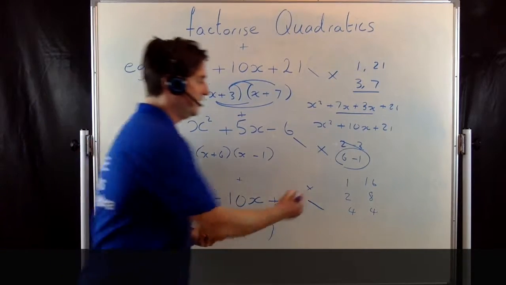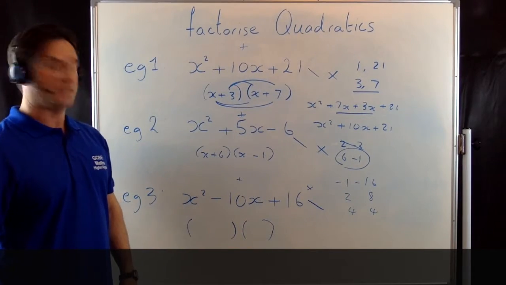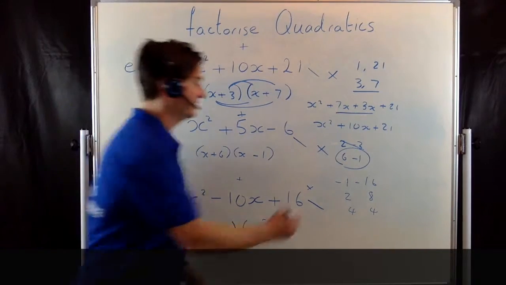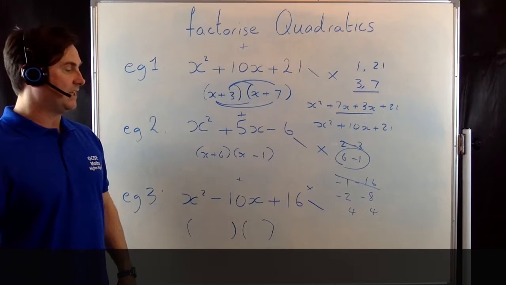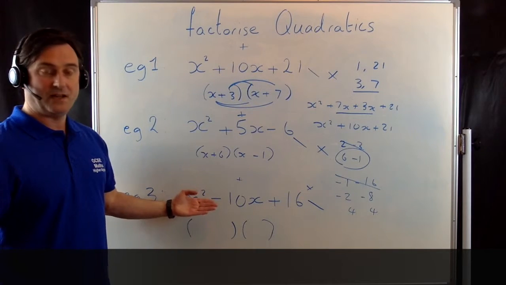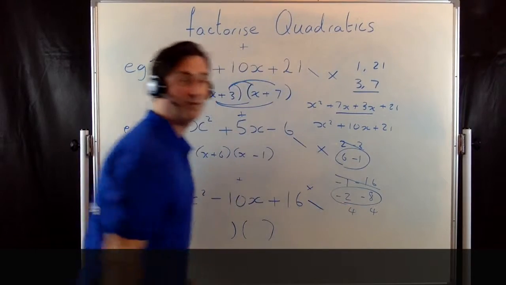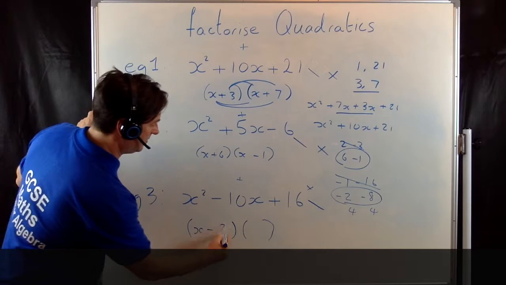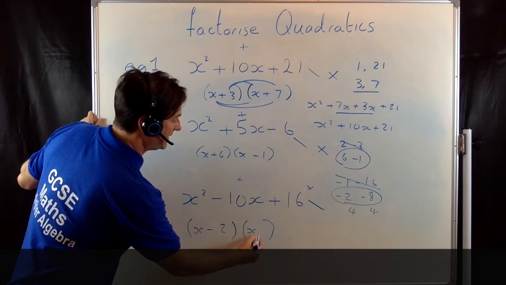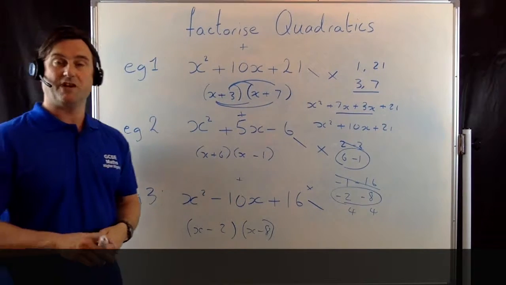So let's try them. Negative 1 add negative 16 gives us negative 17. Incorrect. Negative 2 take away 8, that takes us down the number line to negative 10. So these are the numbers that we're looking for. So let's put them in: x minus 2 and x minus 8. It doesn't matter which way round you put these.